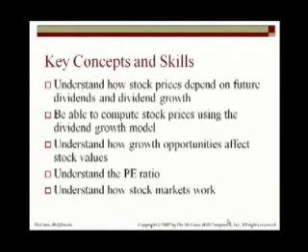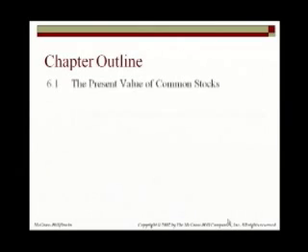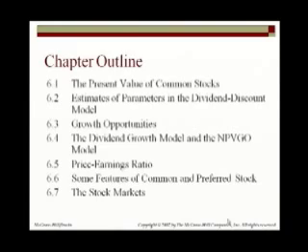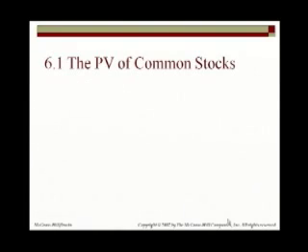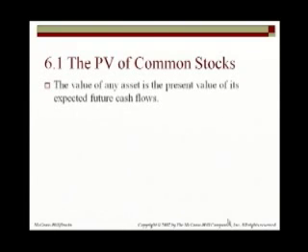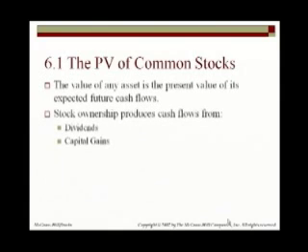Chapter outline is basically what you see in your chapter. First of all, the value of any asset, we talked about bonds last time, should be the present value of its expected future cash flows. Problem, of course, with stocks is that the cash flows are a little less certain. Cash flows come from dividends and capital gains, two forms. And we're going to look at three different valuation models.